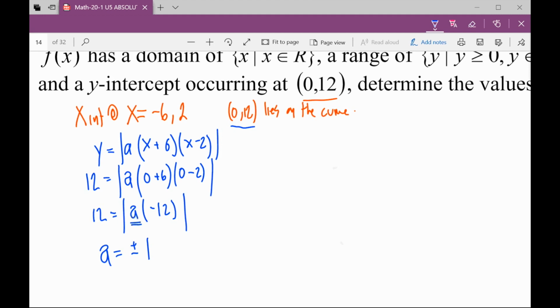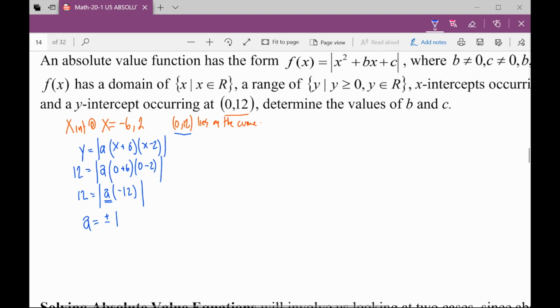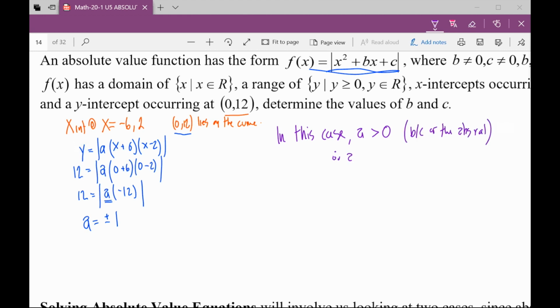But the interesting thing about this, though, is that in this case, a can only be positive because we're looking at the absolute value of the entire function right there. In this case, a must be greater than 0 because of the absolute value function. And so therefore, a must equal +1.